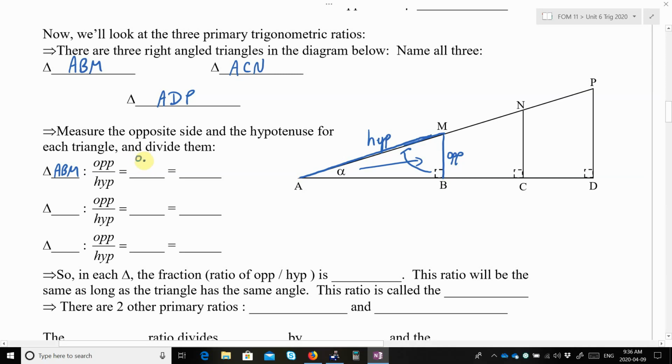I did this with a ruler, and if you measure it, you end up getting this. The opposite side is about 0.9 centimeters, and the hypotenuse is 2.9 centimeters. I did that with a ruler. And when you divide these two, we get a ratio of 0.31.